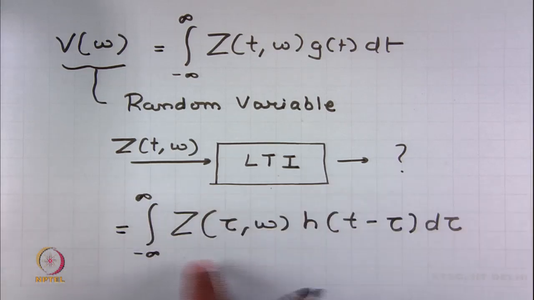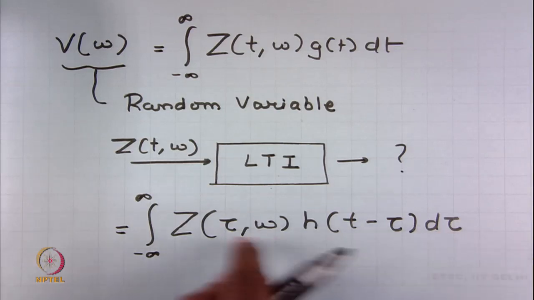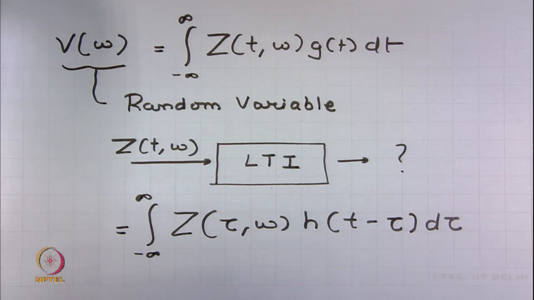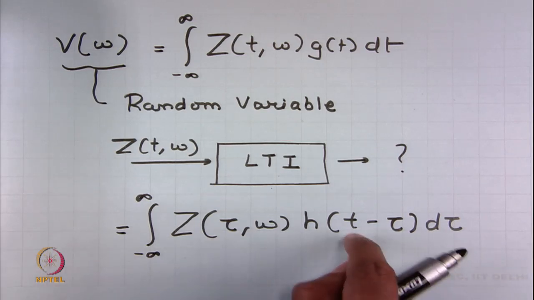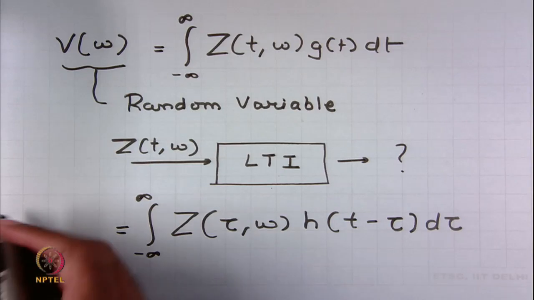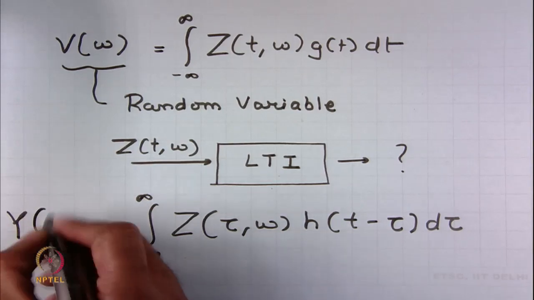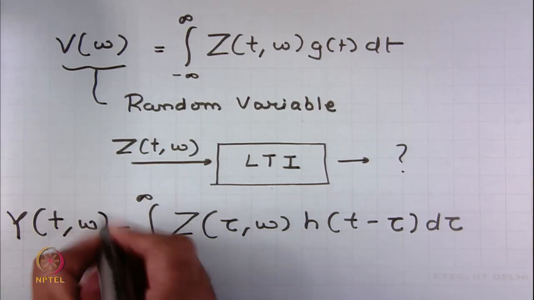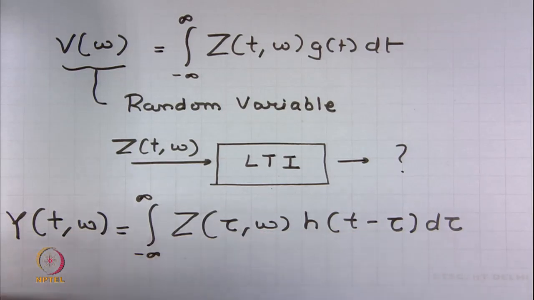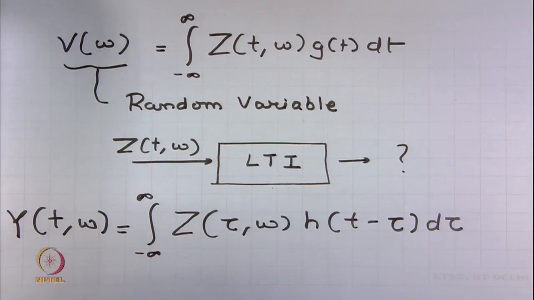Now, look at this, what this integration is a function of. It is not a function of tau for sure, because tau is a running variable. It is a function of both t and omega. So, we have got y of t and omega, it is a function of t and it is a function of omega. So, what you end up with is a random process. So, the output of an LTI system, if you pass a random process through an LTI system, what you get is a random process.